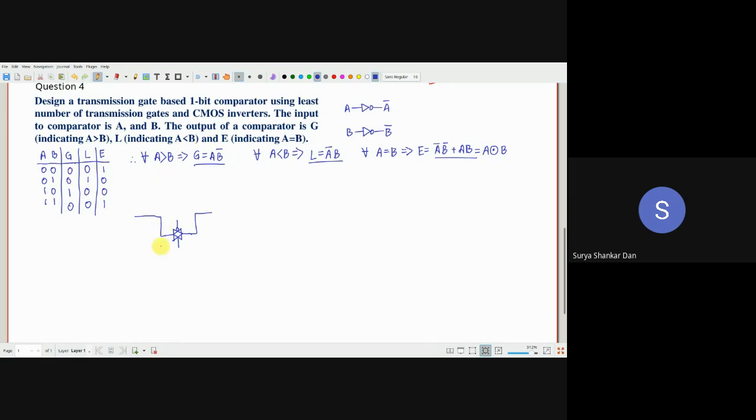Okay, so once we are doing that, what can we do here? Look, here if we apply B, then I shall put an A over here. Then that means this is a PMOS, right? So here I shall put a B bar.